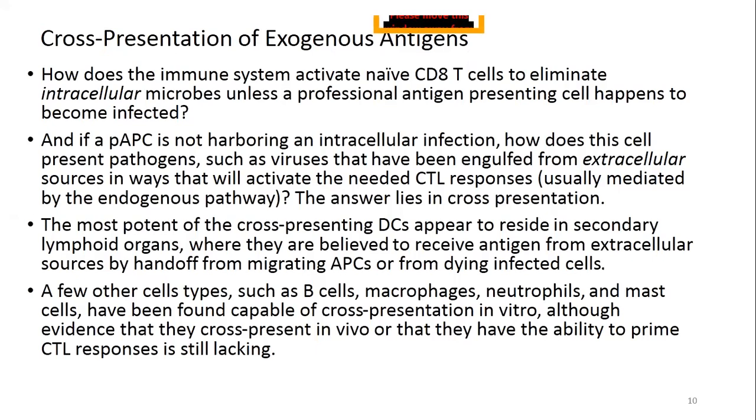So it receives antigen extracellularly from either migrating antigen-presenting cells or from dying infected cells. There are also a few other cell types which could cross-present, such as B cells, macrophages, and dendritic cells, but till now there is no in vivo evidence for this.